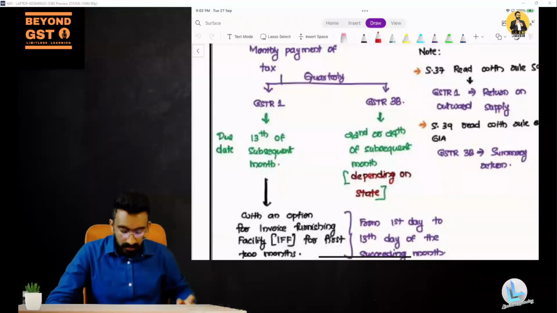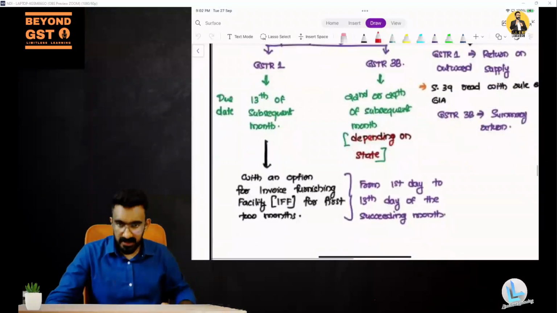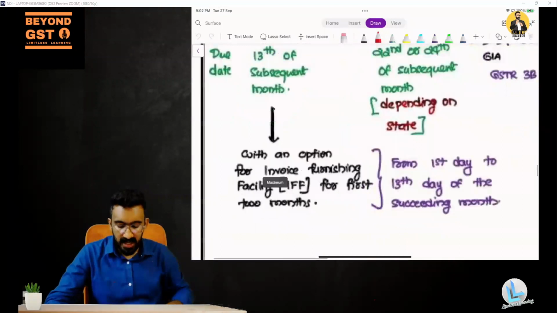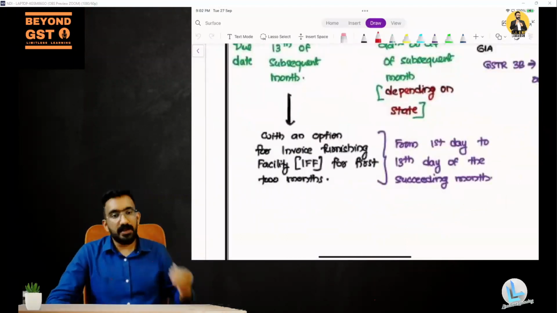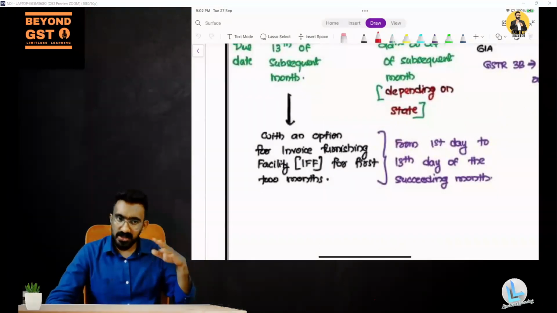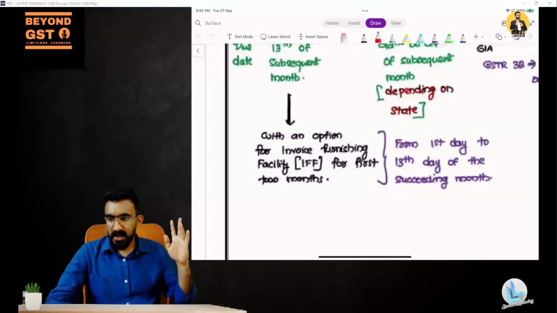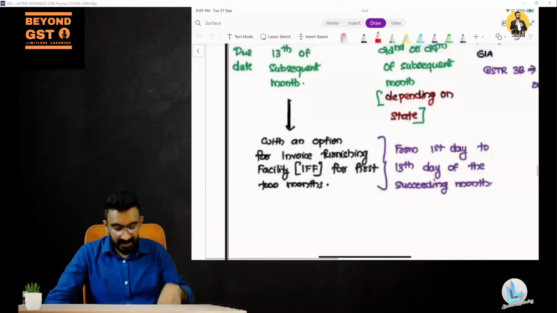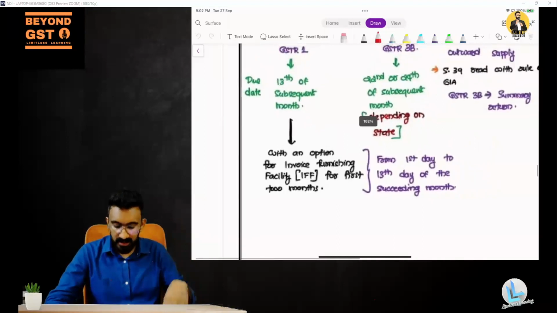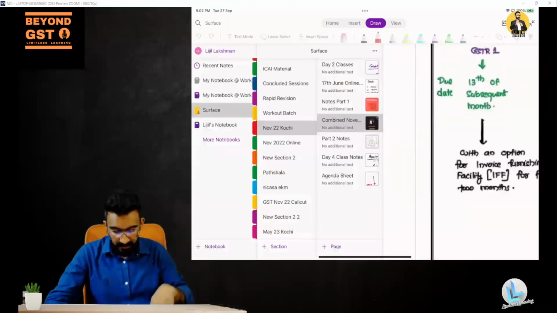For those 2 months, to give you that facility, they have something called as IFF. They can upload the invoices. They don't need to wait for the 3rd month GSTR1. They can rather go for IFF facility and then upload it. Okay, which are the states that will come under 22nd for the deadline, and which are the states that come under 24th? Because last examination, they have asked a question like that.